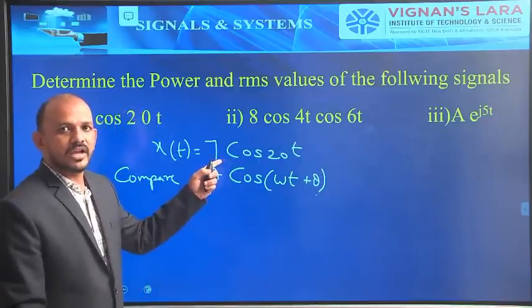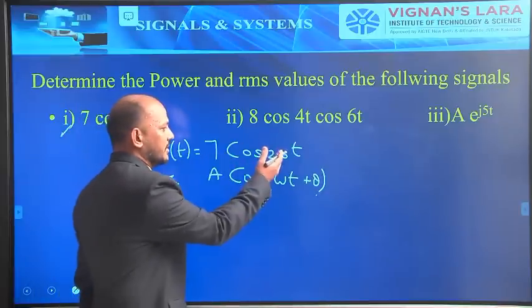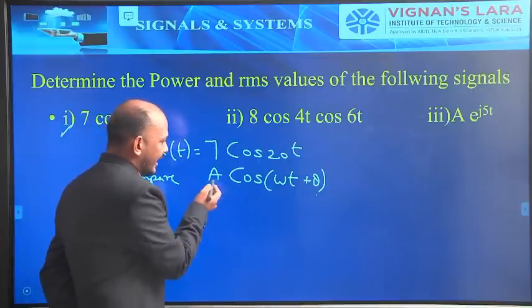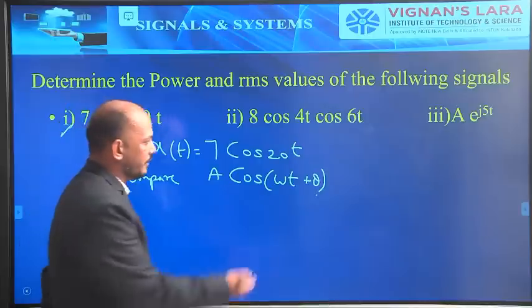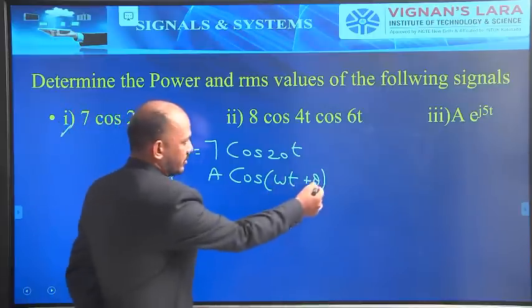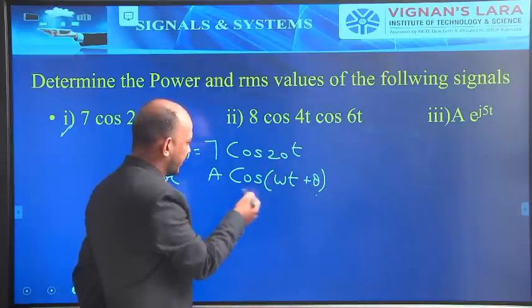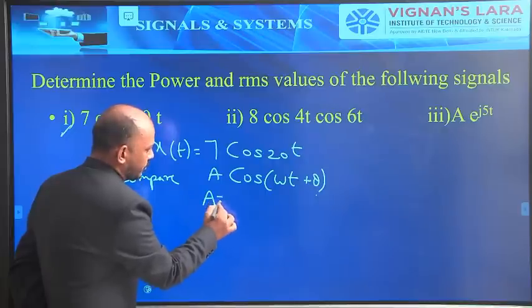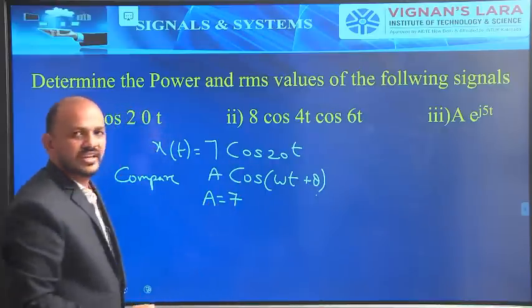So how will you find out the amplitude? Just compare the given signal with the standard signal. Here in the standard form of the signal, A is the amplitude, omega is the angular frequency and theta is the phase angle. So there is no theta, the omega value is 20 and the A value is 7. So the amplitude of the given signal is simply 7.